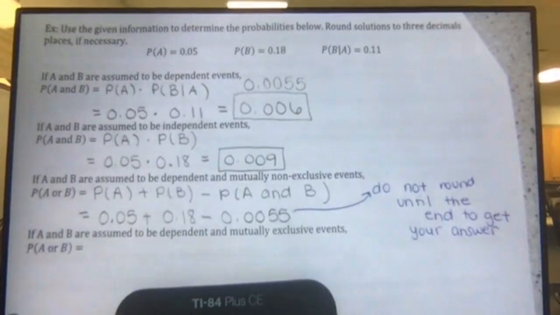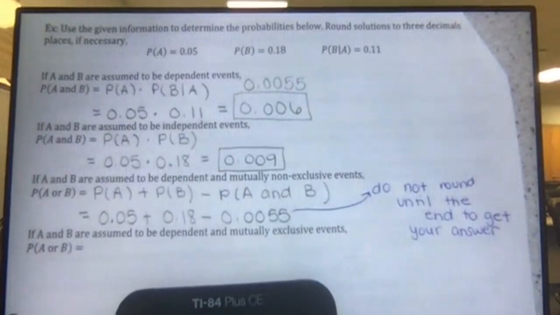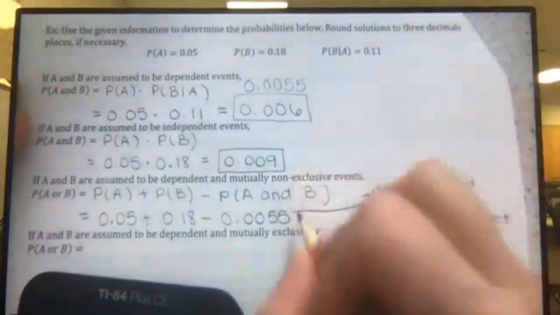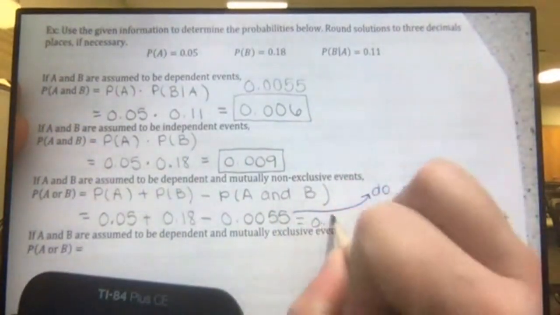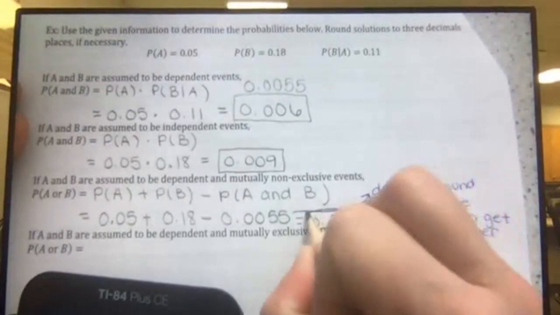0.05 plus 0.18 minus 0.0055. And we would get 0.2245. Now we're going to round to three decimal places, so our answer would be 0.225.